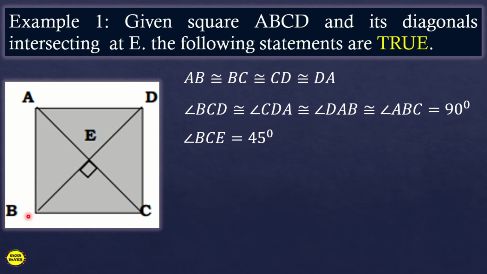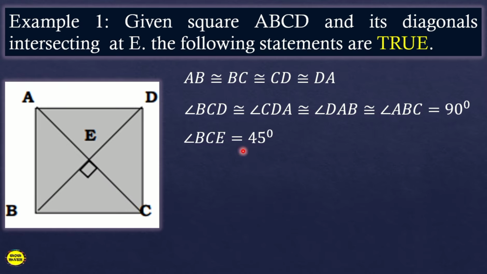Next, angle BCE is equal to 45 degrees. Di ba nabanggit natin kanina, diagonals bisect the angles at each vertex? Ibig sabihin, hahatiin niya yung angle into two equal angles. Kung itong angle C natin ay 90 degrees, therefore, itong angle BCE natin ay 45 degrees. So, that is a true statement.